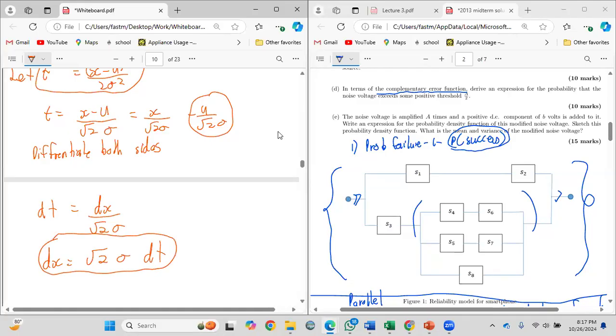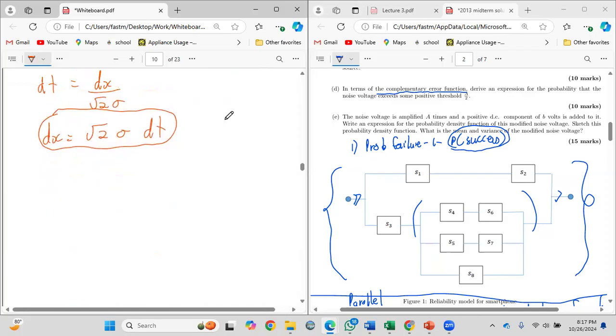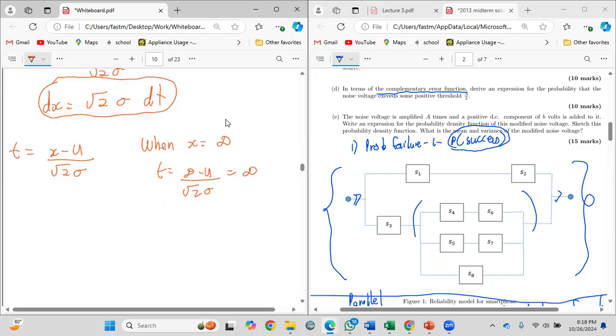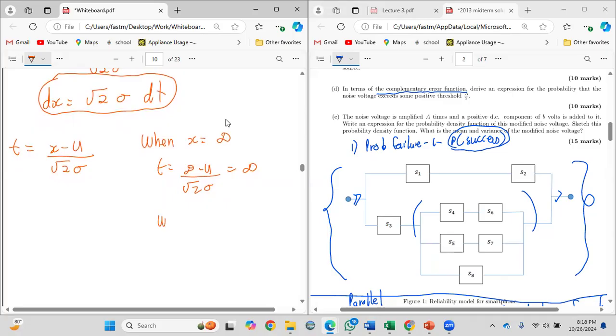But the last thing we have to do is, if we change what we're differentiating or integrating with respect to, we have to change the limits, which in this case were a on 2 to infinity. Since t is equal to x minus mu over the square root of 2 sigma, when x is equal to infinity, t will equal infinity minus mu divided by root 2 sigma, which will basically just give infinity, because a very large number divided by a small number is still a very large number. And then when x is equal to a on 2, t is equal to a on 2 minus mu over root 2 sigma.